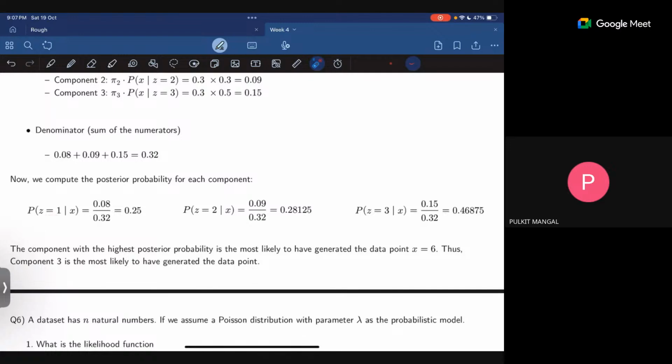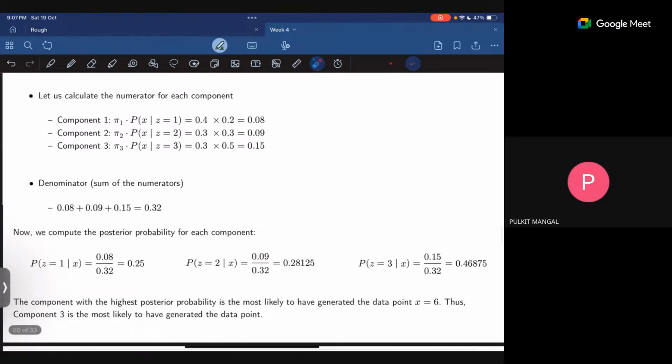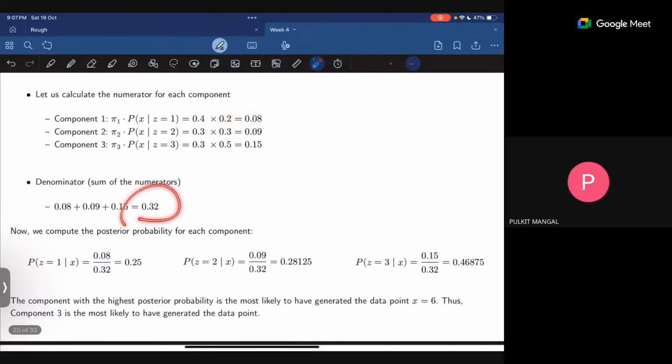That is, z equal to 1 given x, so it would be 0.08 divided by 0.32, that would be 0.25, and for z equal to 2 it would be 0.09 divided by 0.32, so somewhere around 0.28, and for z equal to 3 it is 0.46. So the component with the highest probability is more likely to generate this data point, that is component 3.